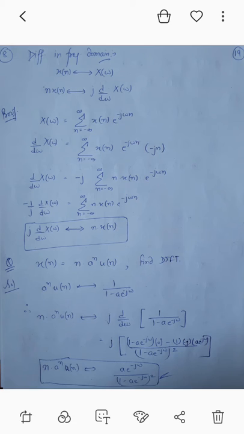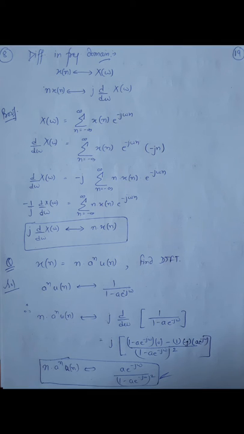Let's come to the example. On the basis of that, x of n equals n into a raised to power n u of n, find the DTFT. We know that a raised to power n u of n has DTFT 1 upon 1 minus a e raised to power minus j omega. So multiplying by n in time domain will result in j d by d omega of X of omega.